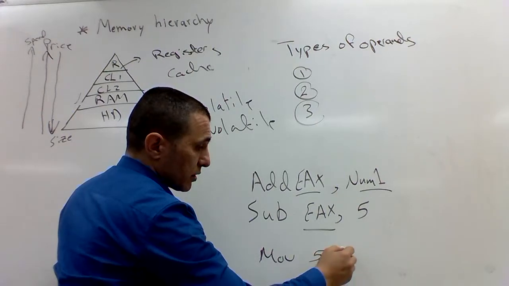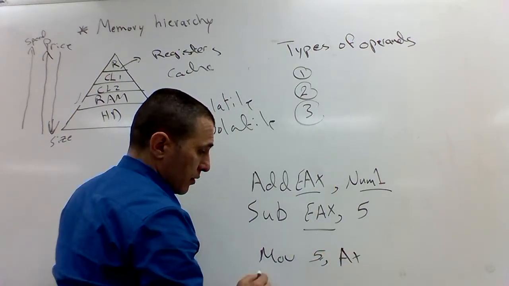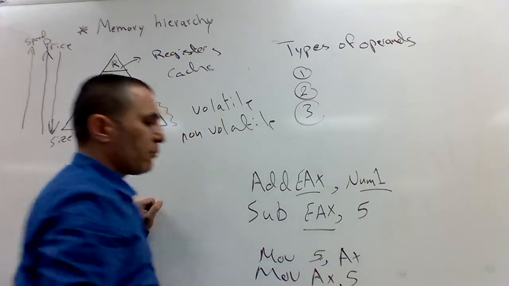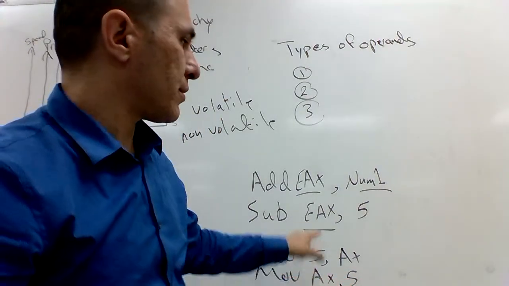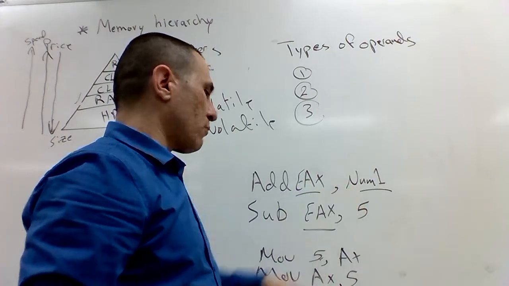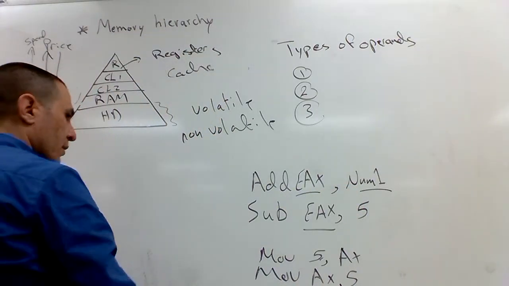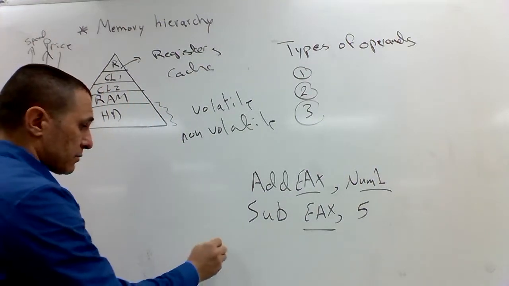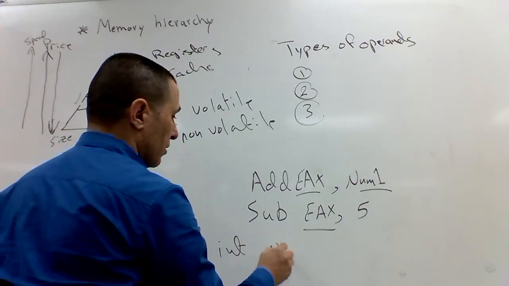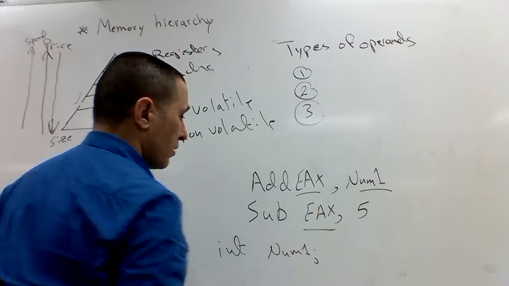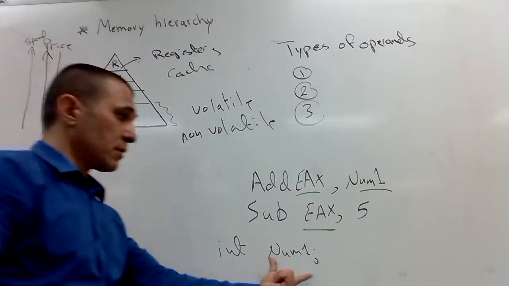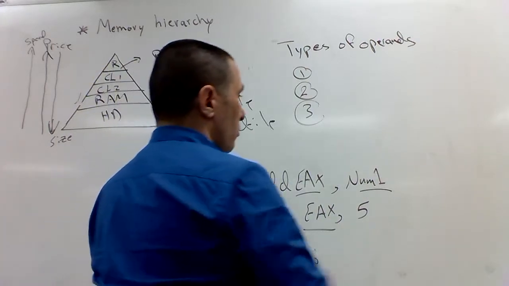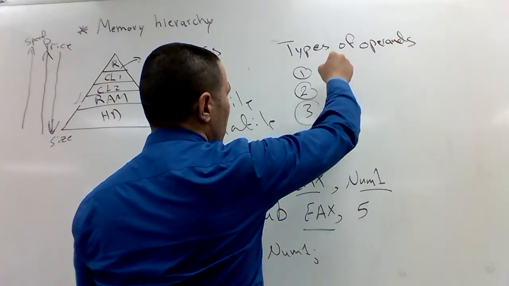This is a constant. I can't do this, but I can do this. I can move a constant to a register. Those are registers. What's num1? When you declare something in C++ or C, integer num1, this is a memory location. You named it as num1. So this is a memory location.